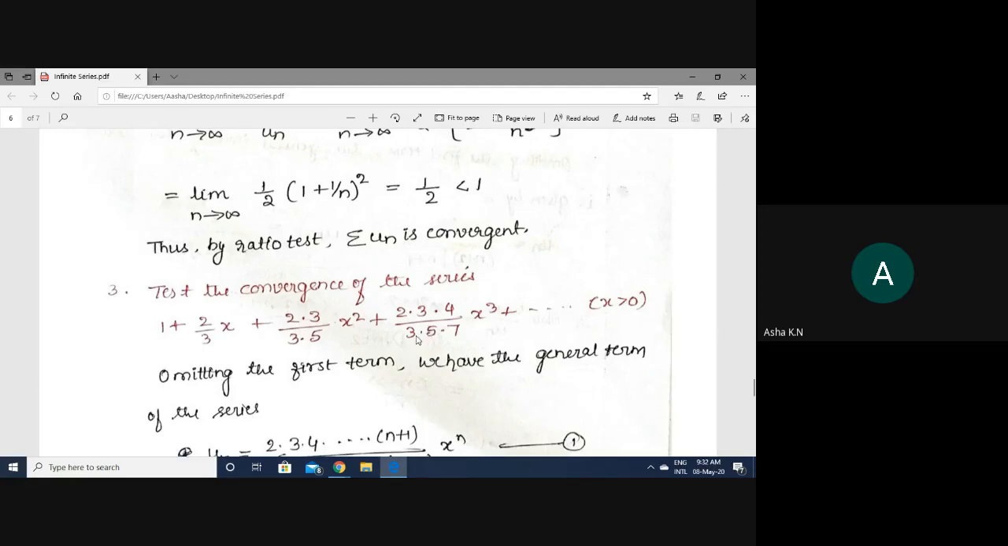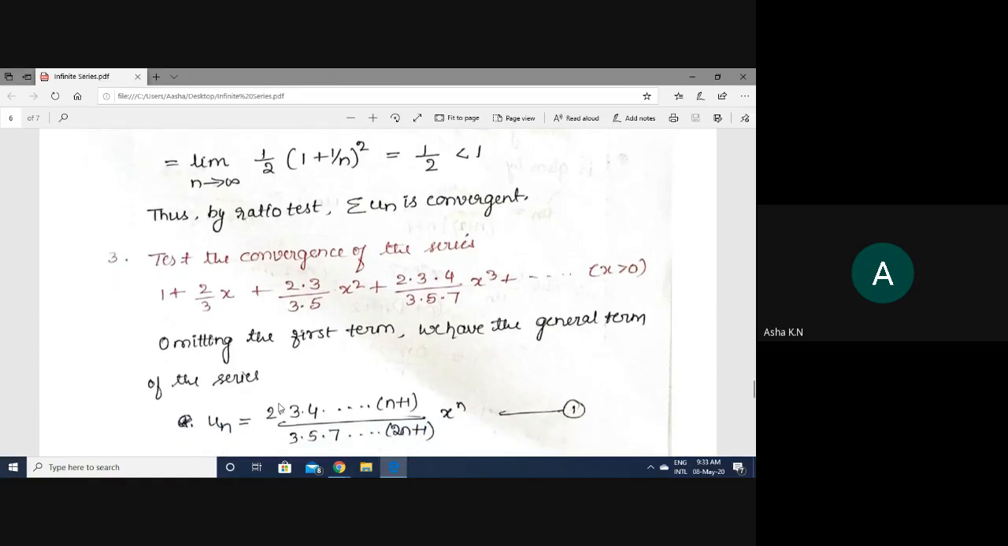Common difference is 2. Someone said something, I didn't hear properly. The nth term formula you are saying? Yes, ma'am, the formula is a plus n minus 1 into d. Ma'am, 2n minus 1. If it was starting from 1, 2n minus 1 is correct. It is starting from 3, right? So it is 2n plus 1.